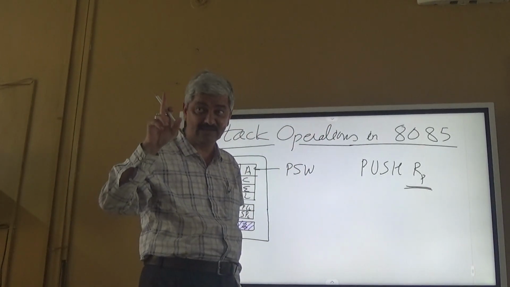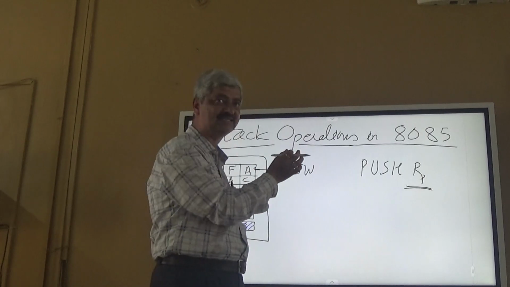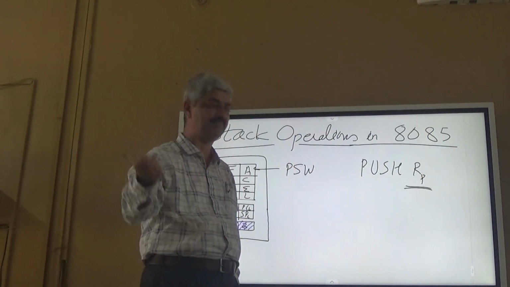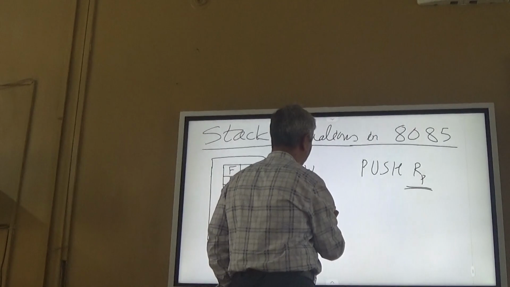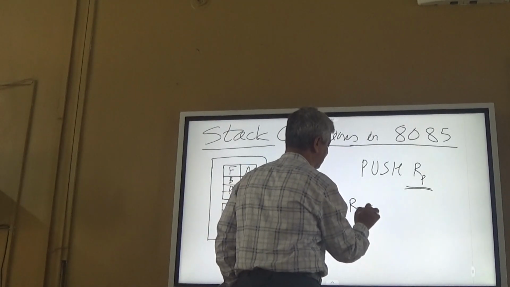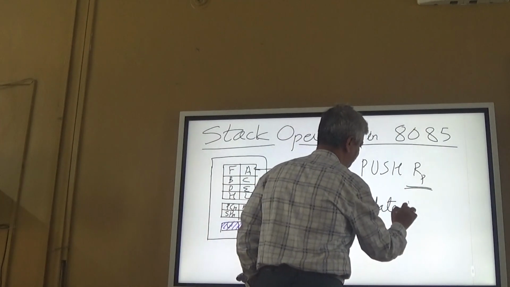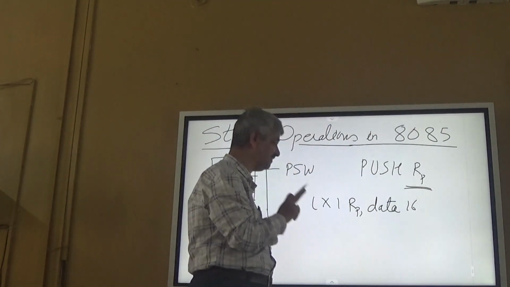I would like to make it very clear. There are different meanings of register pair. So for example, we have LXI register pair, data 16. So in this, which register pairs are permissible?